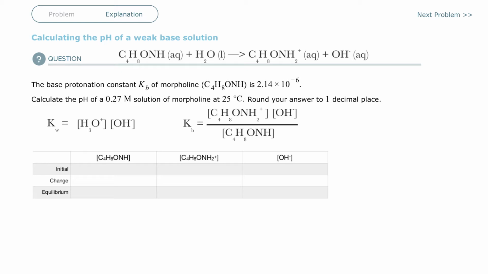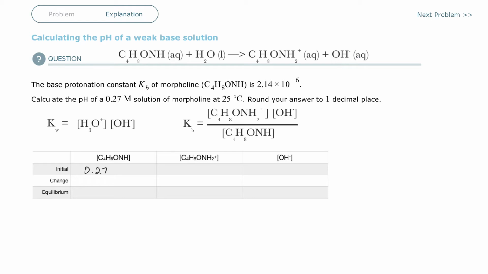So let's see what we got. What do we know? The only thing that we're given is that 0.27 molar is the molarity of the morpholine. Okay, so let me write that in. This is going to be 0.27 molar. Okay, what else do I know? I know at the beginning, I've only got this. Water is a liquid, so it's not going to be considered at all. Then I've got the conjugate acid of the morpholine and then the hydroxide.